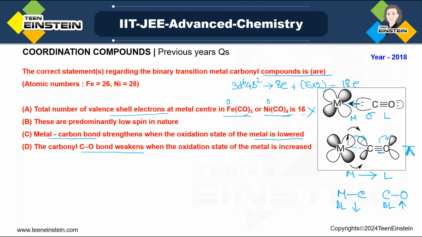And the last statement is saying carbonyl carbon oxygen bond weakens. That means carbon oxygen bond length increases when oxidation state of metal is increased. Now this is not correct. When oxidation state of metal is increased, suppose you have metal 2 plus and then you are increasing to metal 4 plus. Now back bonding capability will be decreased because now the metal is electron deficient. When back bonding is decreased, CO bond cannot be weakened because now CO still has triple bond character. So this statement is not true. We have only true these two statements, not A and D.